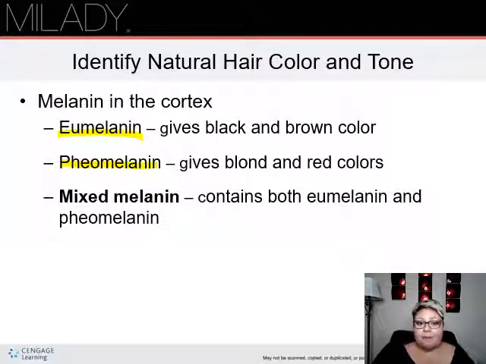Most people have mixed melanin, which is a ratio of eumelanin plus pheomelanin. Everybody in the world has a unique combination, a unique hair color. That's why it's so hard to match somebody's natural hair color to the exact level and tone. A little trick that you can use to remember which one's which is Princess Fiona has red hair, correct? So pheomelanin for Fiona gives you red color. The other one just gives you black and brown. Just a little trick.